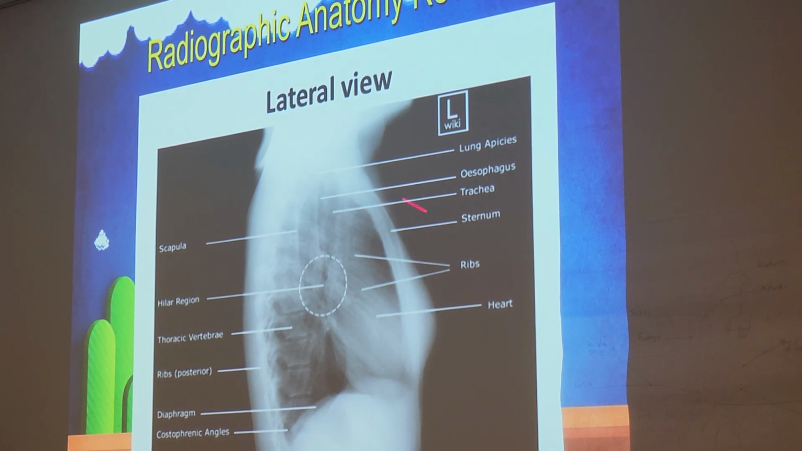Of course, sternum's in the front. What's the three portions of the sternum? Manubrium, body, xiphoid process. Top of the lungs being the lung apices, air-filled trachea.